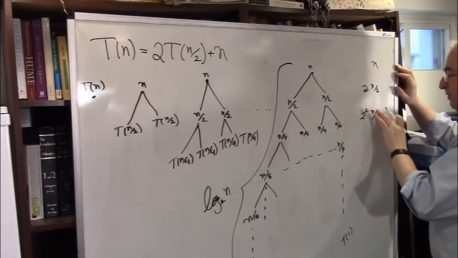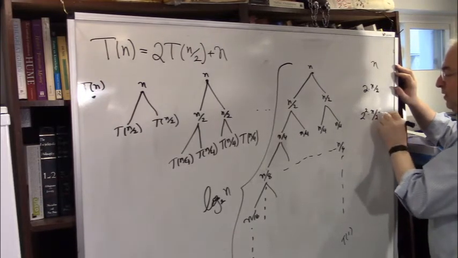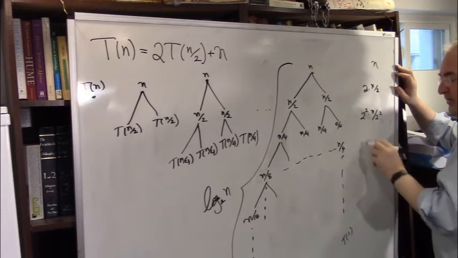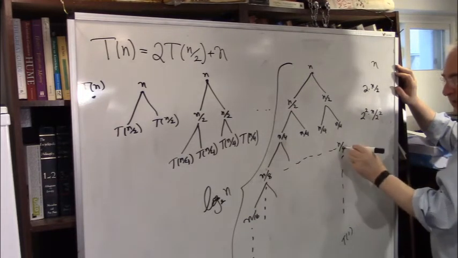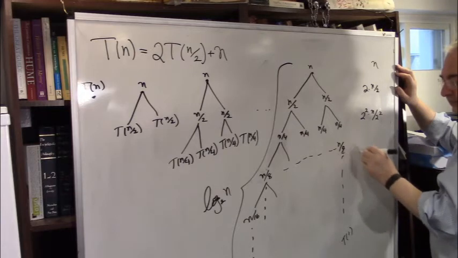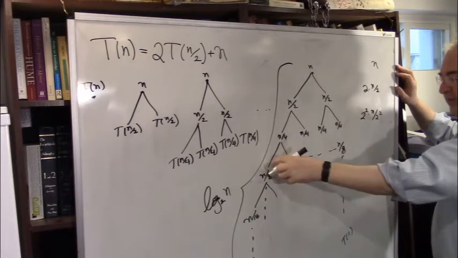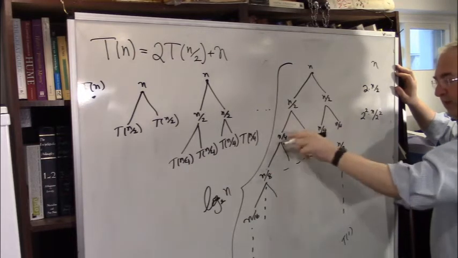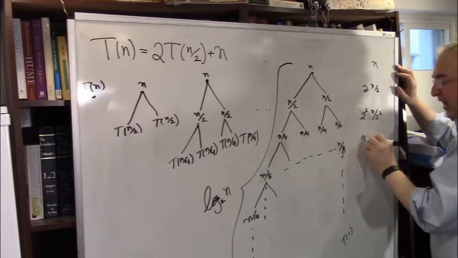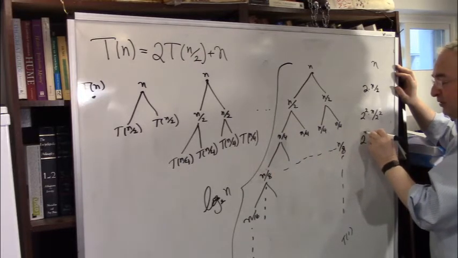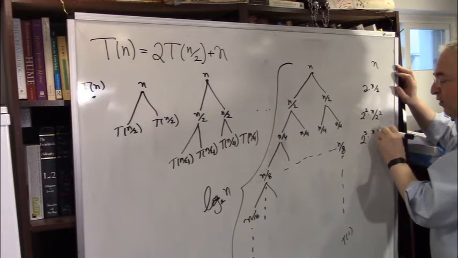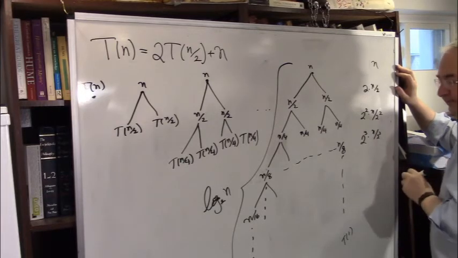2 to the 2. Okay. How about this? This has 8 copies because there are 4 people here. Each one has 2 children, so there's 8 copies. I don't want to write 8. I want to write 2 to the 3 times n over 2 to the 3.